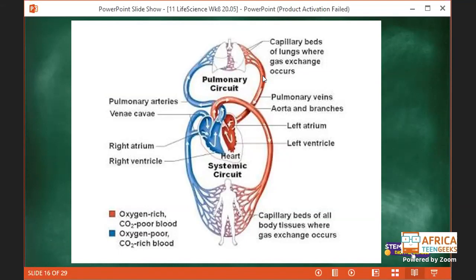The vessel which carries the oxygenated blood is called your pulmonary vein. So the oxygenated blood from your lungs will travel to your heart, and from your heart, it will travel to the body cells. Okay, so this is basically the flow of your oxygenated blood.